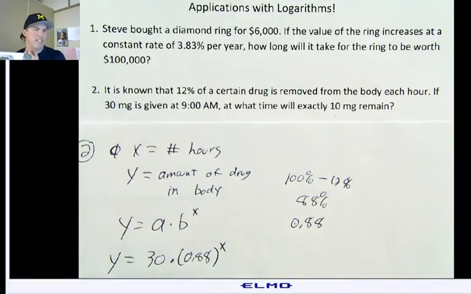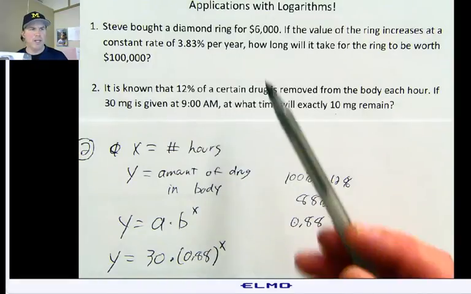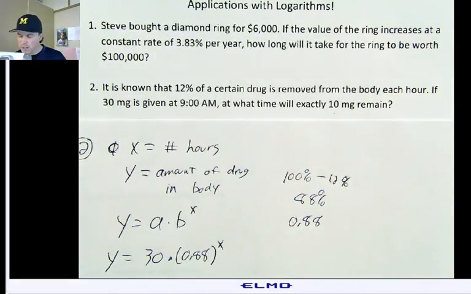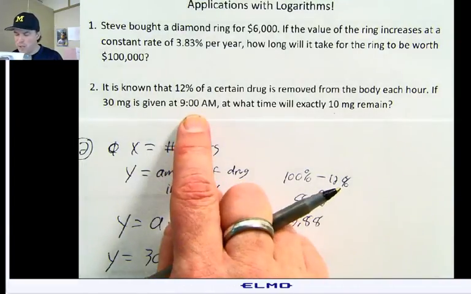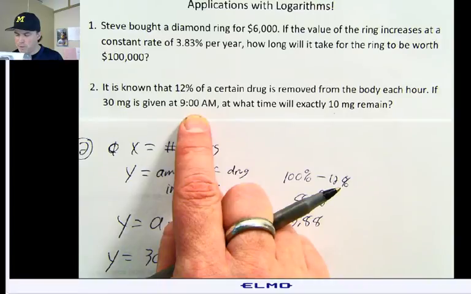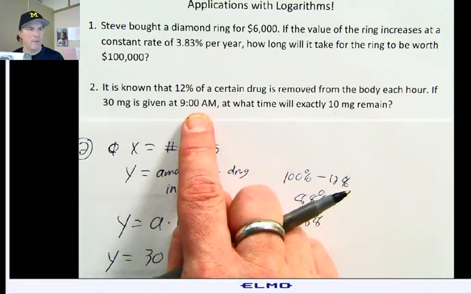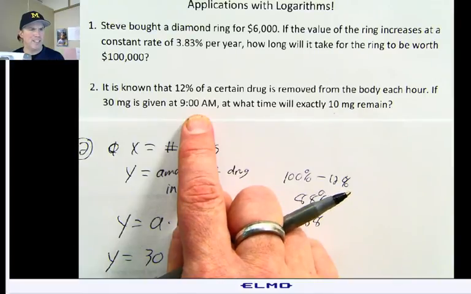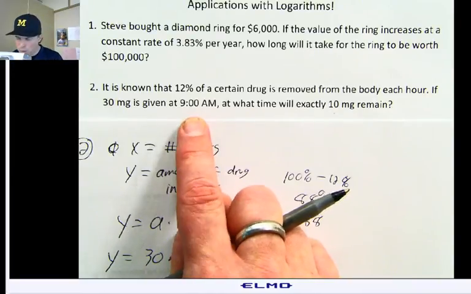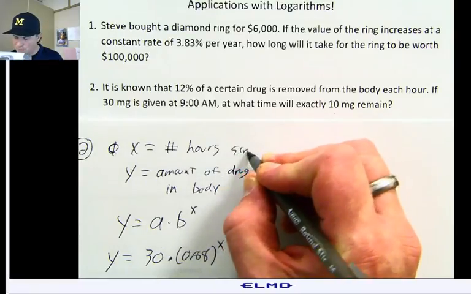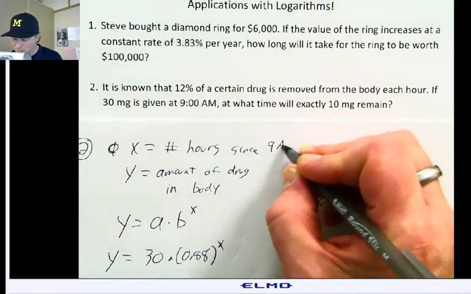I just realized something. Like in number 1, they didn't tell us when the problem started, so it's just number of years. But in this one, if we want to know what time, if x is 3, the answer is noon. So it's important to not just say number of hours, but it's number of hours since 9 a.m.